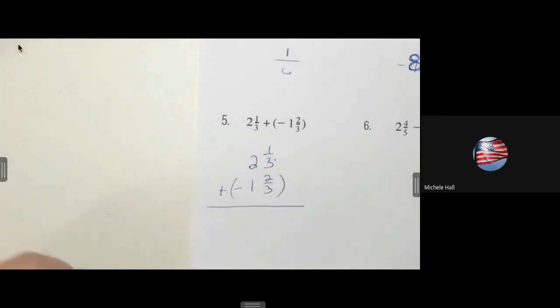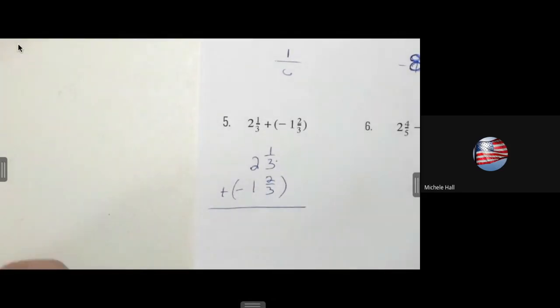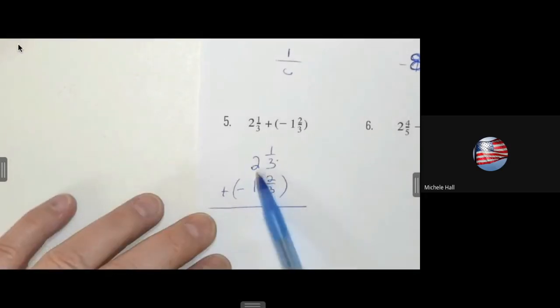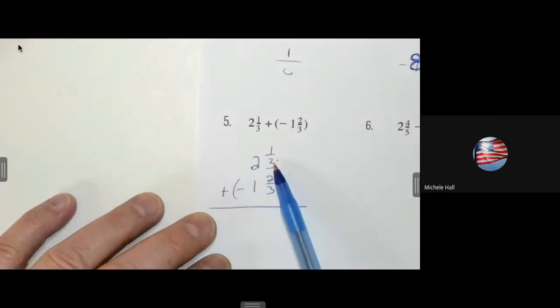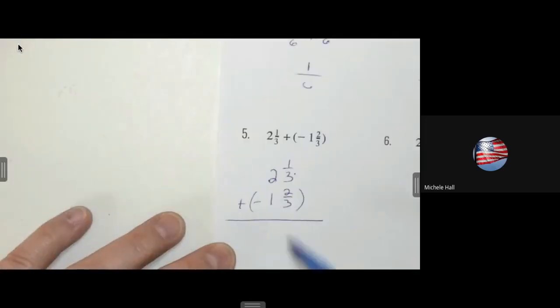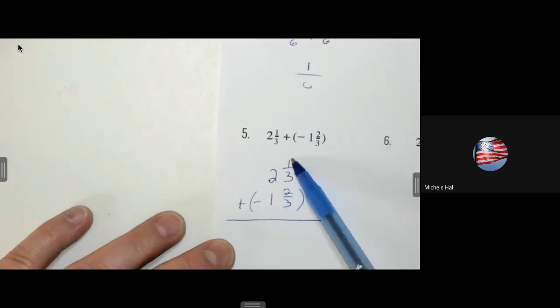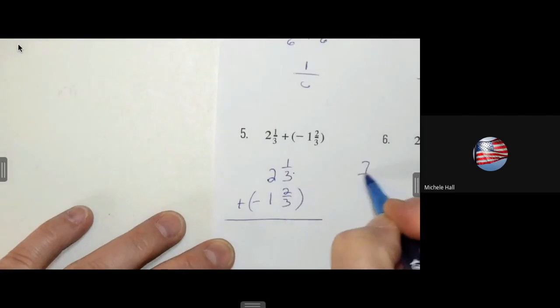Okay, let's change both of them to improper fractions. The only reason I'm doing this is because the numbers are small. If I had big numbers like 15 and 16 out here, I would not be changing it to an improper fraction. I would borrow. But these are really small numbers. Okay, well, how do we change 2 1/3 to an improper fraction? We multiply and then we add. 3 times 2 is 6, plus 1. 7/3.